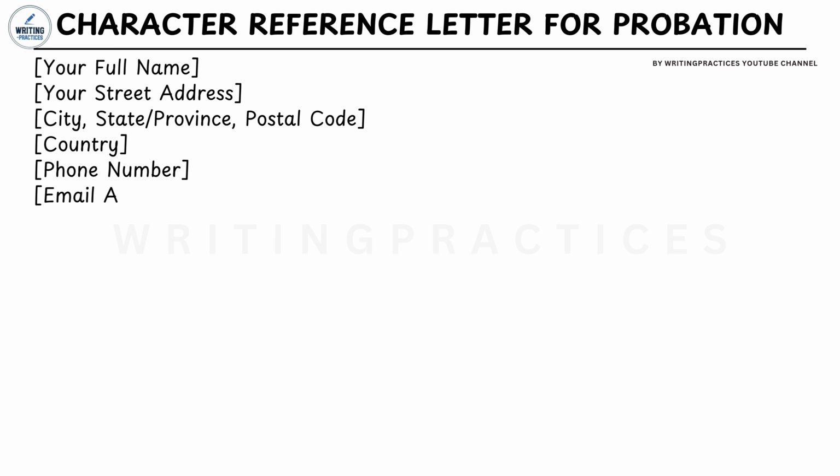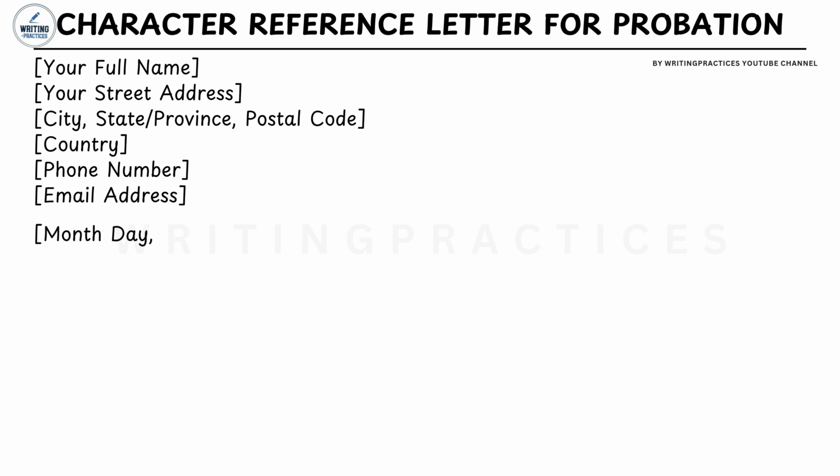So, here is how to write it. Sender information. Start by writing your personal contact information at the top of the letter. For example, Jennifer Morales, 728 Willow Creek Drive, Austin, Texas 78704, United States, 512-555-3847, jennifer.morales@email.com. This section identifies who is providing the character reference and gives the court or probation office a way to contact you if additional information is needed. Including complete and accurate contact details also adds credibility to your letter.